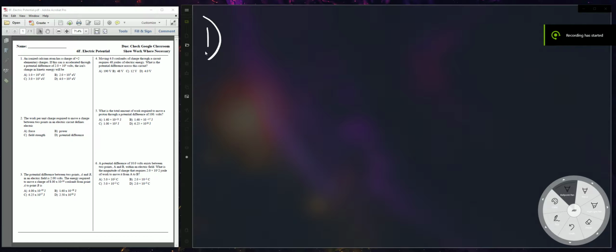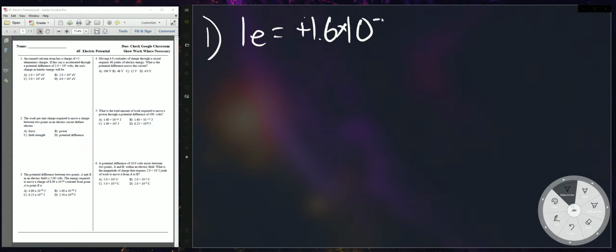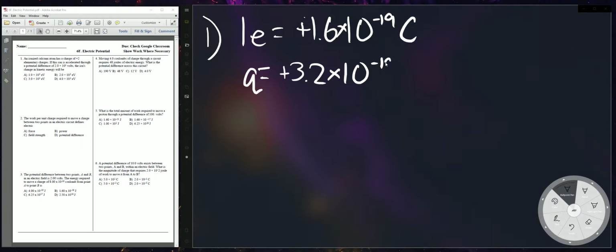All right, 6F, electric potential. An ionized calcium atom has a charge of +2 elementary charges, and we know that one elementary charge has a magnitude of 1.6 times 10 to the negative 19 coulombs. And so if you have a charge of +2 elementary charges, well then you have positive 3.2 times 10 to the negative 19 coulombs, right?